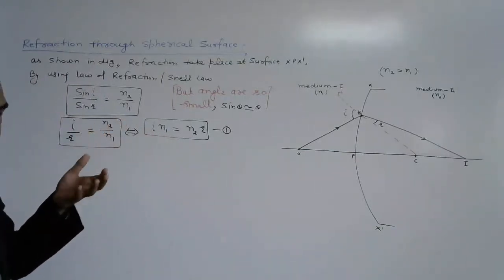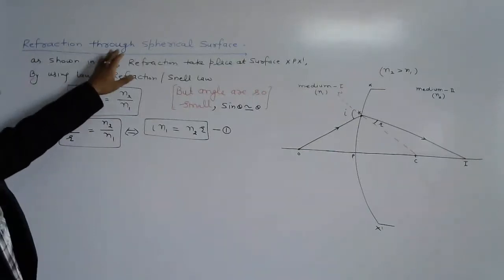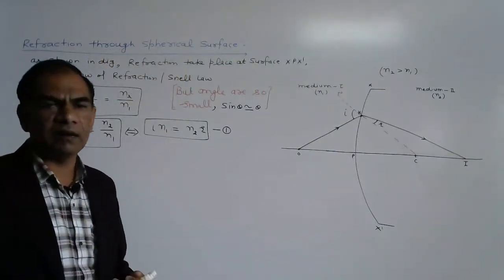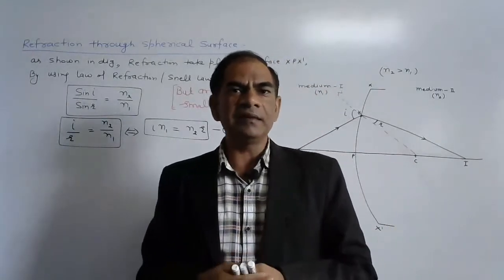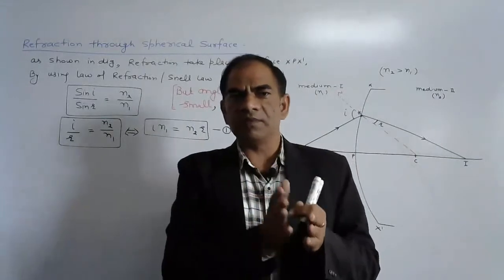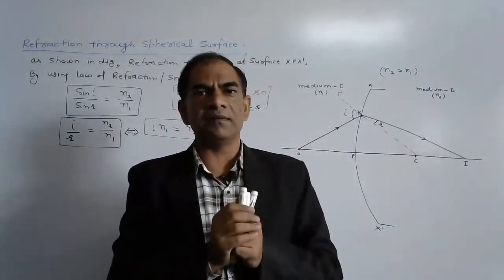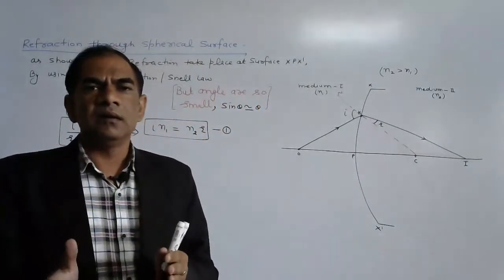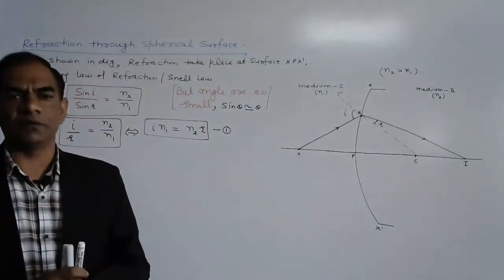So our basic phenomenon is refraction through a spherical surface. In the case of these formulas, we correlate the distance of the object from the spherical surface, the distance of the image from the spherical surface, and the radius of curvature of this spherical surface, and how they are related to one another.